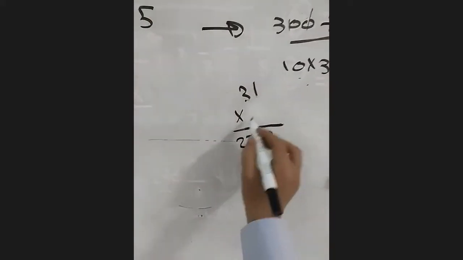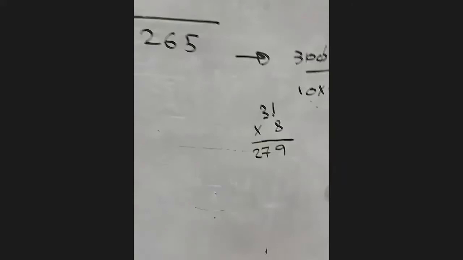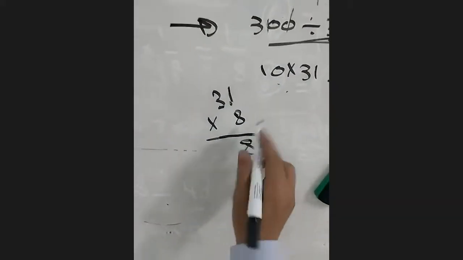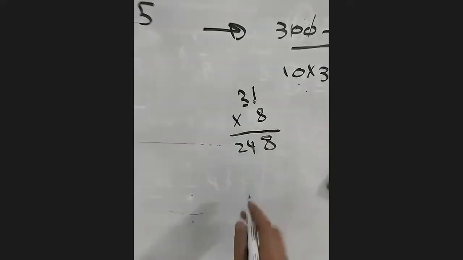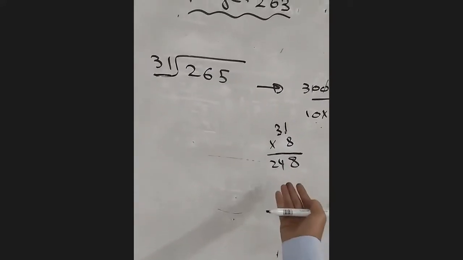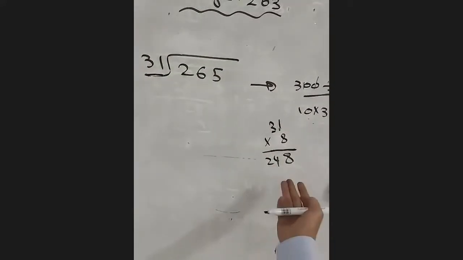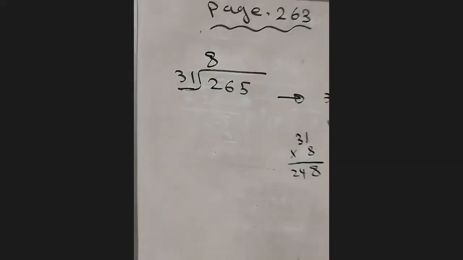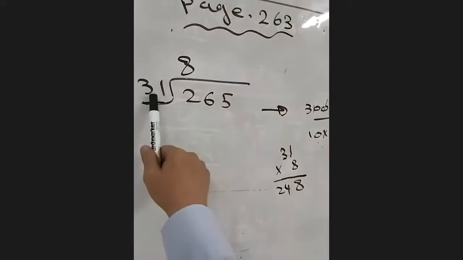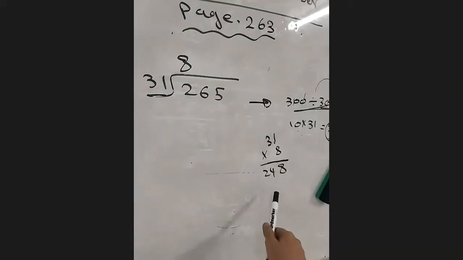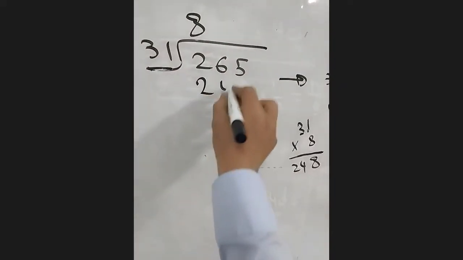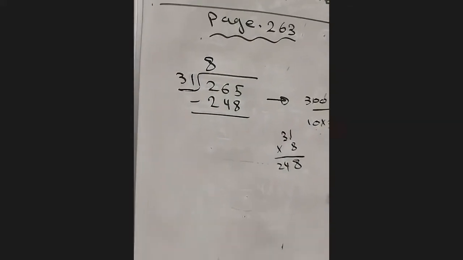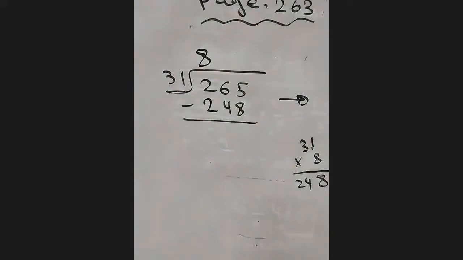This is 8. Let's multiply now. 8 times 1 is 8. 8 times 3 is 24. Now look here: 248 and 265. This number is less than this number, so I can choose the 8. Now, 8 multiplied by 31, we did it here. It's 248. I put it, and I make the subtraction. Now I'll do the same steps as the normal division.